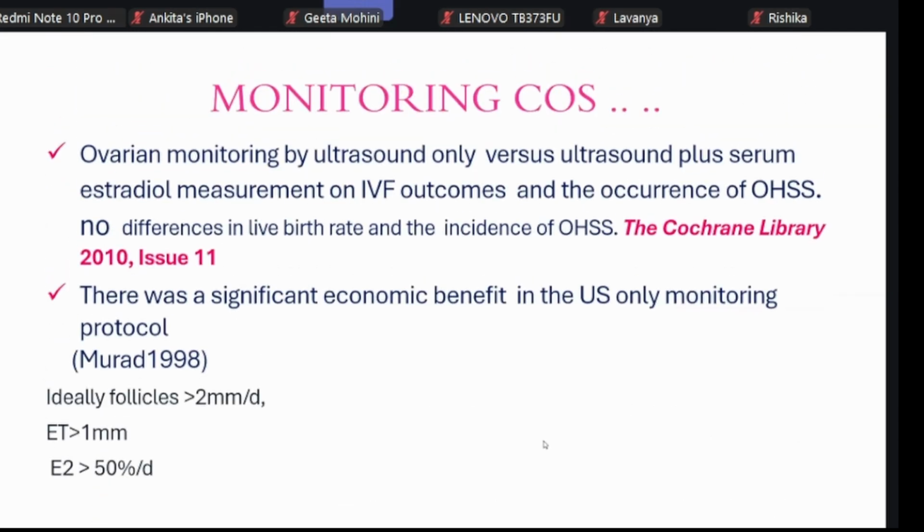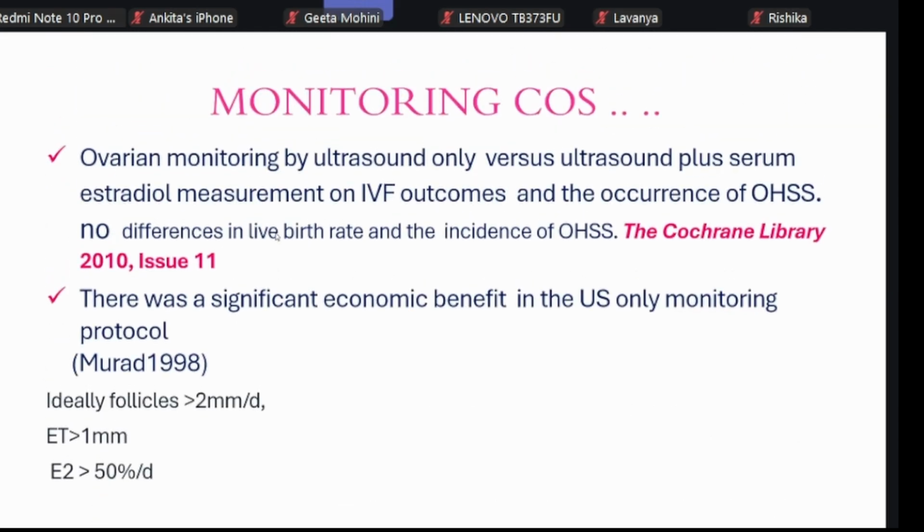So how do we monitor a case during stimulation? Ideally, the growth of the follicles should be more than 2 millimeters per day, and we monitor with estradiol values also. Estradiol values we measure on day 1 as well as day 5. There should be more than 50% per day increase in the estradiol values, and there will be an increase in the endometrial thickness as well.